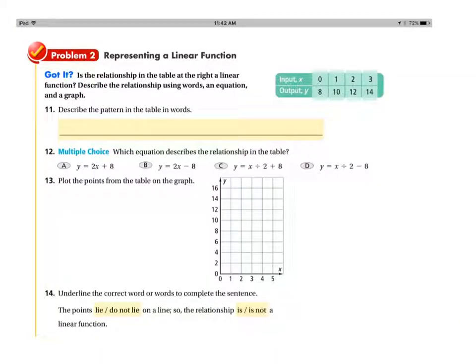Here's another problem for us to try. It wants to know if this relationship in this table is a linear function. I would like you to pause this video for a few minutes, try this, and then come back and see how you did. Okay, is it a linear function? Well, we look at our change. Here's a change of 1, change of 1, change of 1, change of 2, change of 2, change of 2. It is a constant change. And our y over our x, our slope, is 2 over 1.